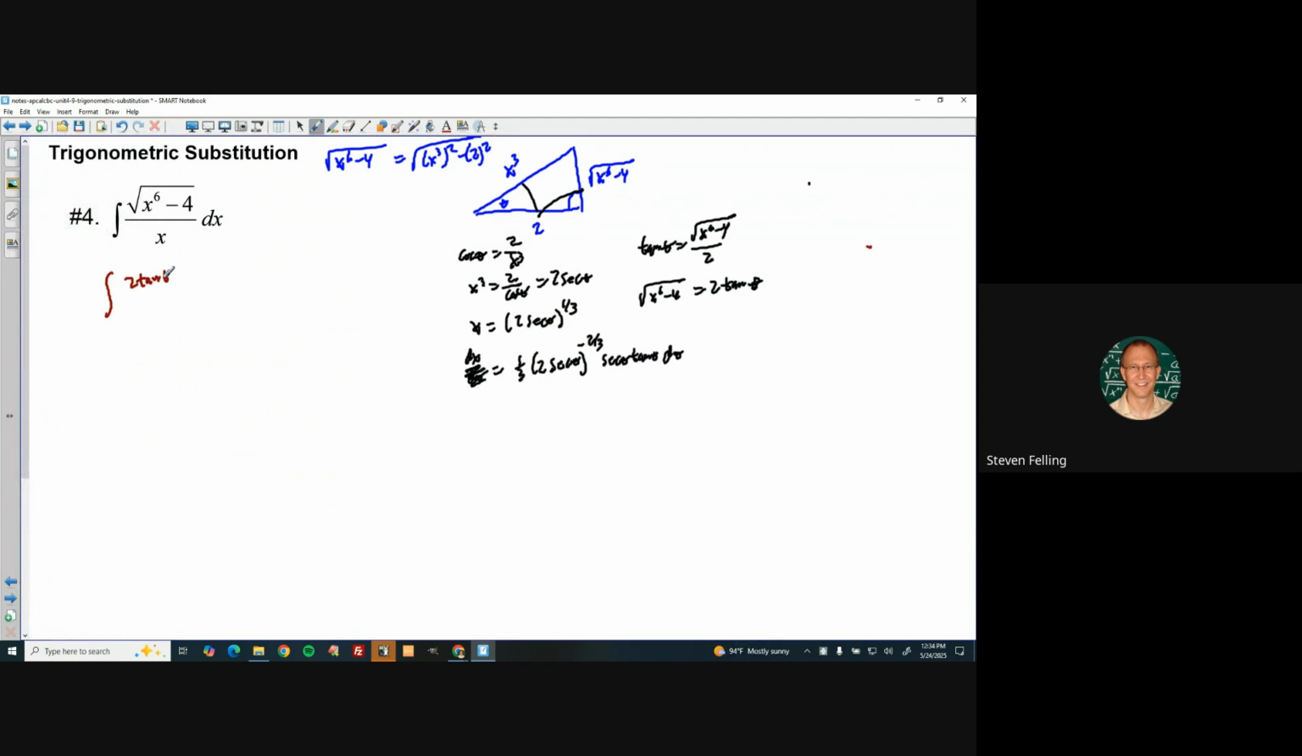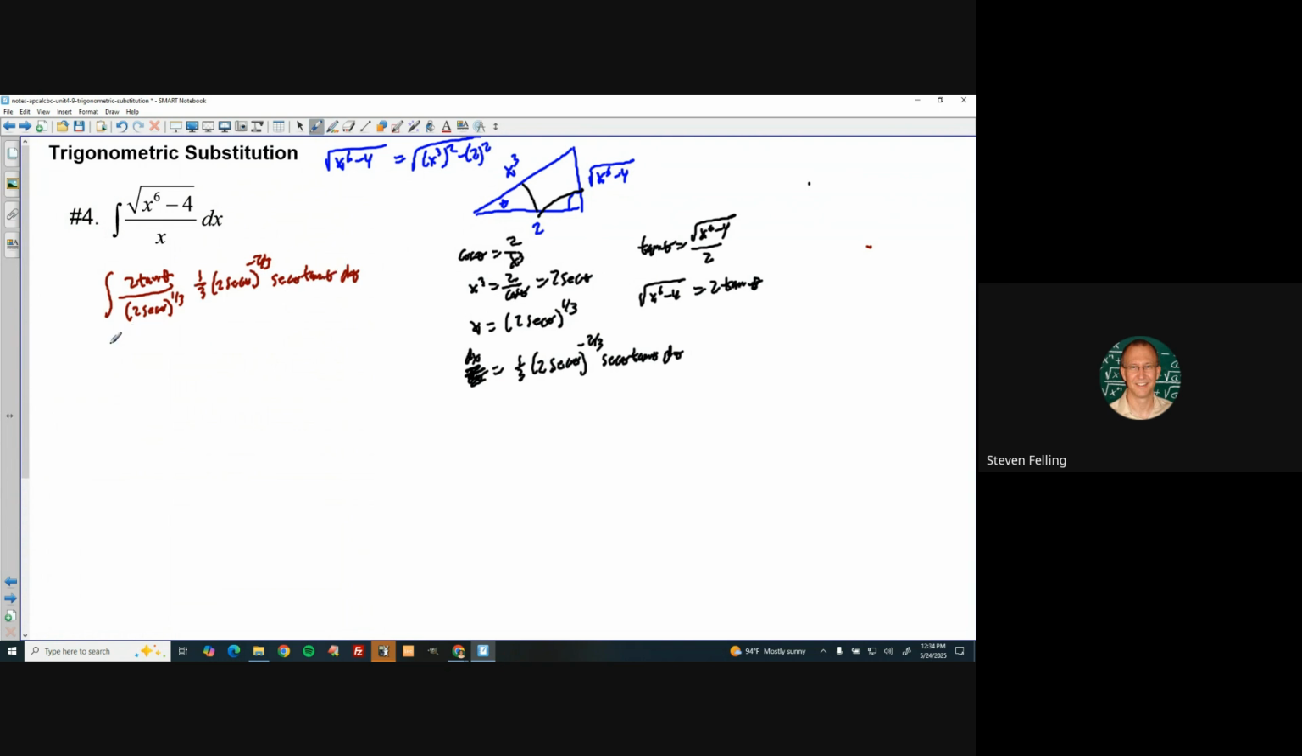2 times tangent theta. The x gets replaced with 2 secant of theta to the 1/3 power. Right? Okay, and then we have a dx, which is 1/3 times 2 secant theta to the negative 2/3 power, secant theta tangent theta d theta. Wow, lots going on. But there's going to be some cancellation.